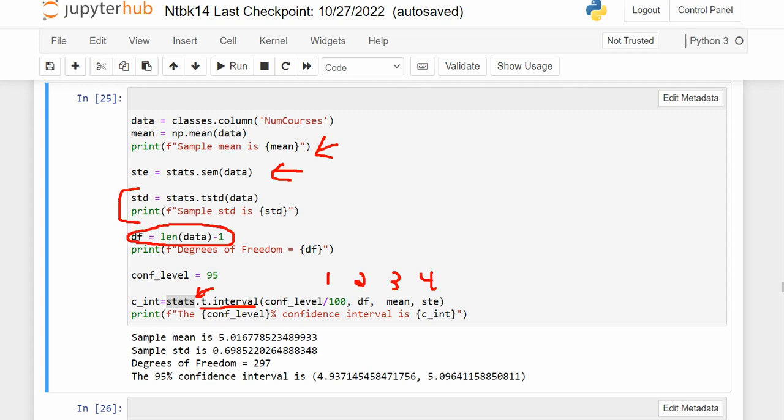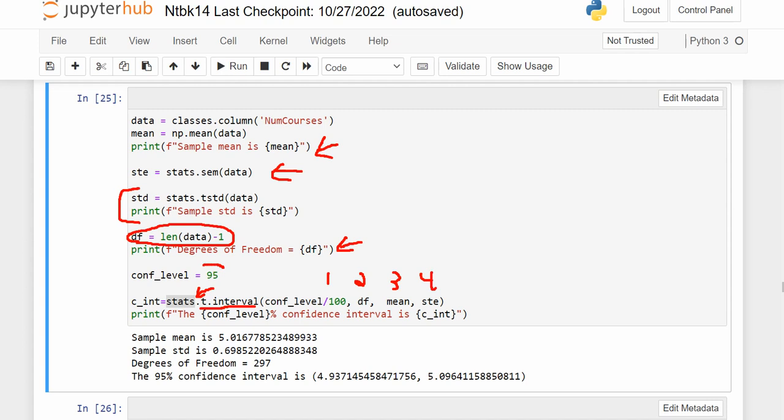So if there were 100 people in our sample, then there's going to be 100 numbers in this array, and LEN of that data is going to produce the number 100, which is the number of people in our sample, and we're going to subtract 1. So degrees of freedom would be 99 if we had 100 people in our sample. Okay, so then degrees of freedom is going to be calculated right here.